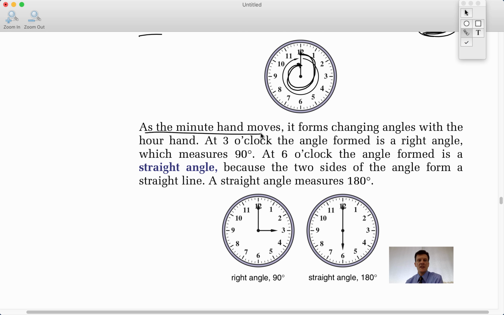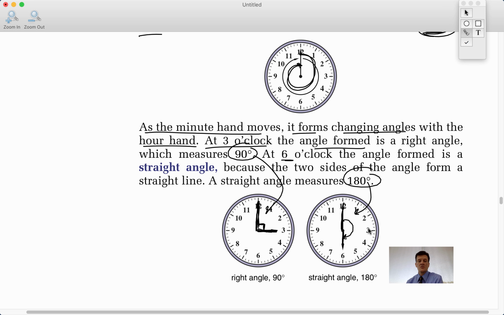And it says the minute hand, it forms a changing angle with the hour hand. So at 3 o'clock, the angle formed is a right angle. So at 3 o'clock, the minute hand is right up at the 12, and the hour hand is at the 3. That is a 90-degree angle right there. Okay? That's 90 degrees. At 6 o'clock, the minute hand is pointing at the 12, and the hour hand is pointing at the 6. So from one side of this to the other side, you do a full 180 degrees.